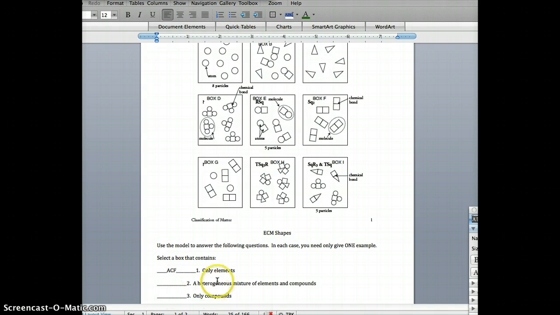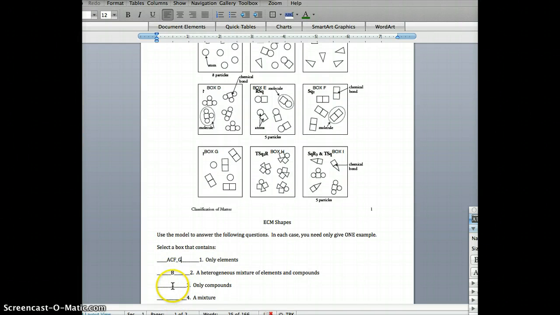A heterogeneous mixture of elements and compounds would be box B. You have an element and a compound here, because that's two atoms joined together chemically as a compound. So the answer there would be B. Now I'm going to go back to number 1 for a minute. I noticed as I was going through that box G also would qualify as one kind of atom, because you have a single atom here and a diatomic element here, but those are the same kind, so it could also have been G.